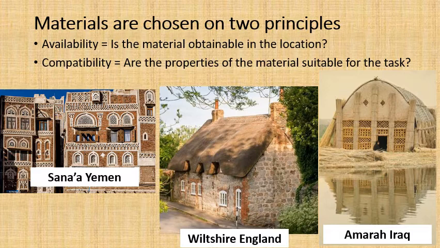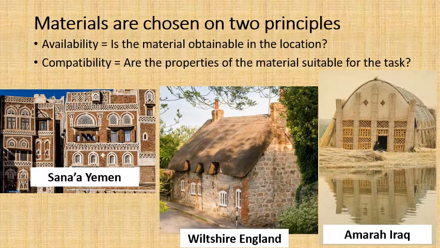One of the properties for the roof needs to be that it will be light. And so grass is available in Wiltshire, England, and so they've made a grass roof. It's what we call a thatched roof. And that house there is about 500, 600 years old too. So both those houses are about the same age.